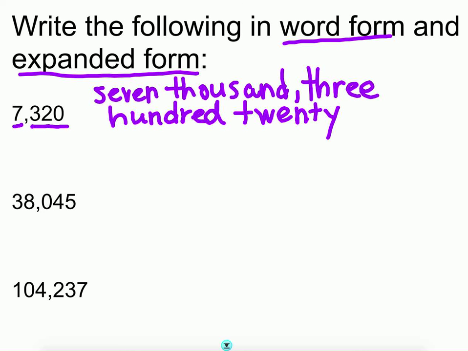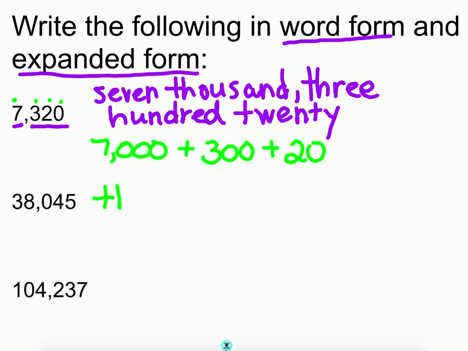So we have the 7 is 7,000, its value. Value of the 3, 300. Value of the 2, 20. And the value of the 0 is 0, so I can leave it. I don't need to do plus 0 at the end. Okay? All right, now let's do the next one.